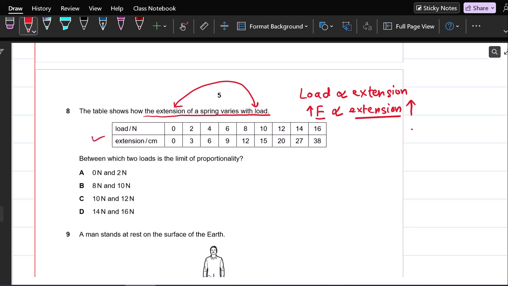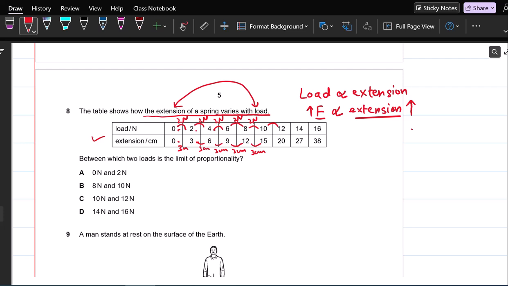You can see when load is 0, extension is 0. When load is 2, extension is 3, meaning 2 Newton is increased. When load is 4, again 2 Newton is increased, extension is 6. So a 3 centimeter change is occurring here. When load is further increased by 2 Newton, again 3 centimeter extension. When again 2 Newton is increased, again a 3 centimeter change is occurring in the extension of the spring.